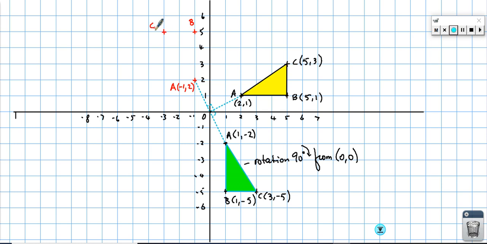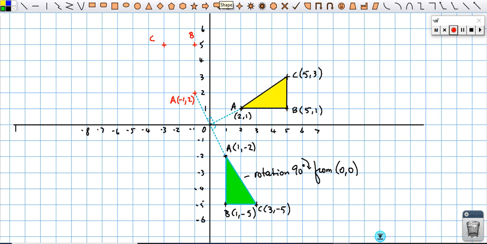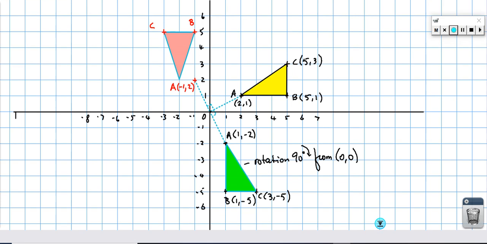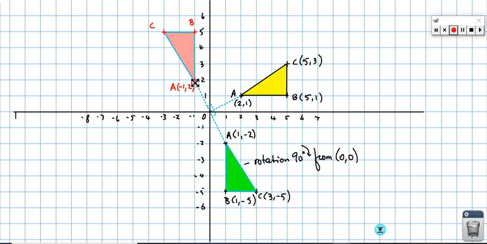And yes, let's see. Let's draw the triangle. It becomes more clear now. So there we have it, our triangle. Alright, so now we have our rotation. Let's write down this (minus 1, 5). This has a coordinate (minus 3, 5). So now this is a rotation of 90 degrees anti-clockwise from the point (0, 0). Okay, so that's a nice rotation anti-clockwise.